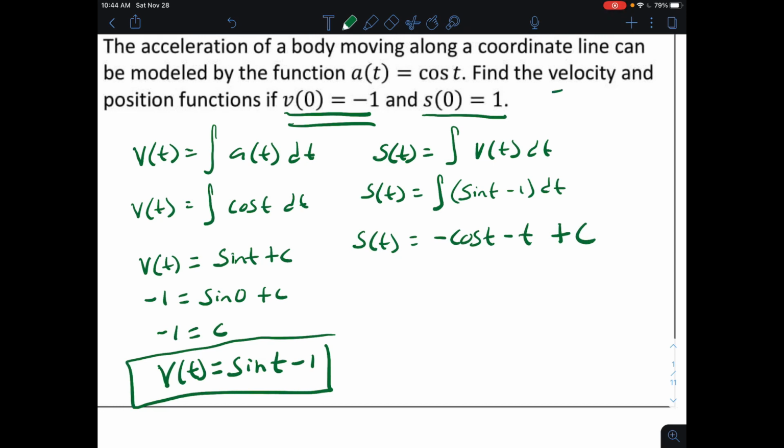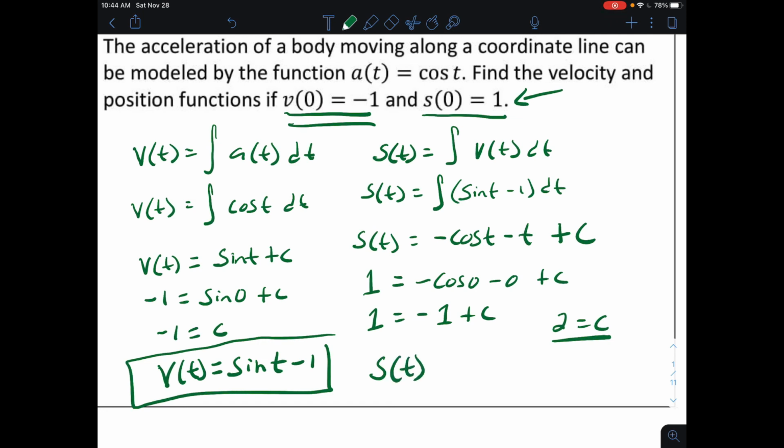Now we use our initial condition to solve for c. So my initial position is 1. I put in 0 for all of my t's, and we solve for c. Well, cosine of 0 is 1. So I have 1 is equal to -1 plus c, which says that c is equal to 2. And so our position equation, we plug everything back in, is going to equal negative cosine of t minus t plus 2.